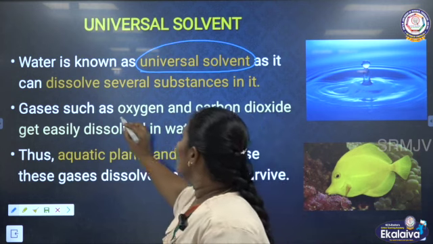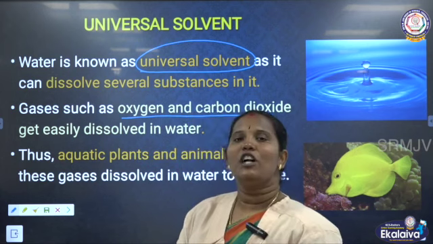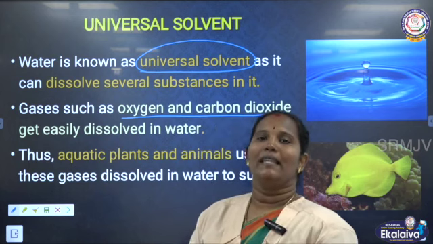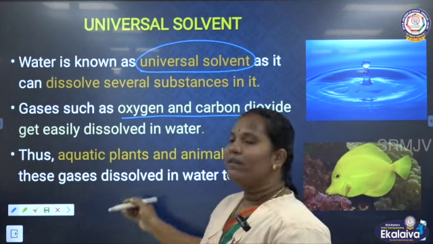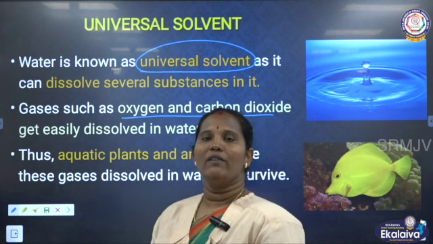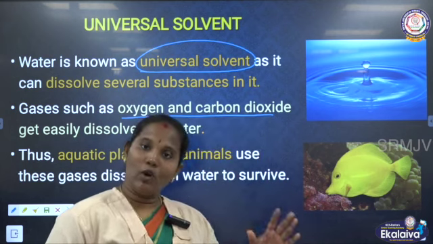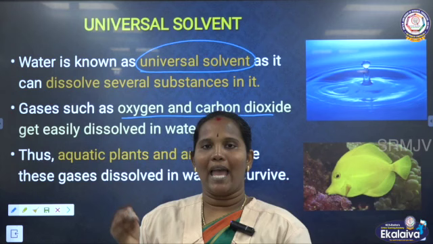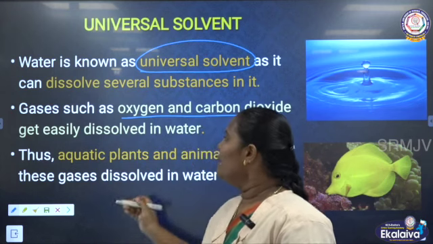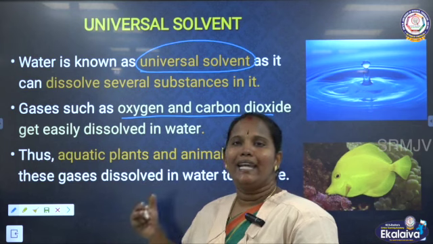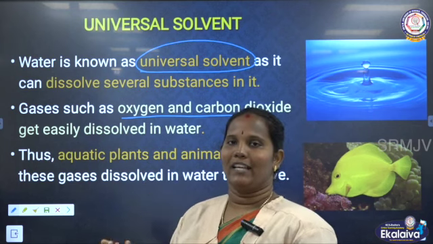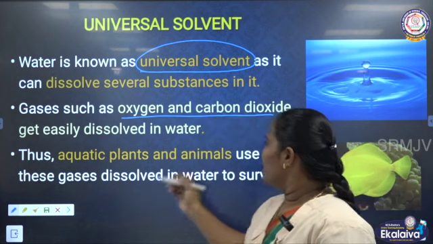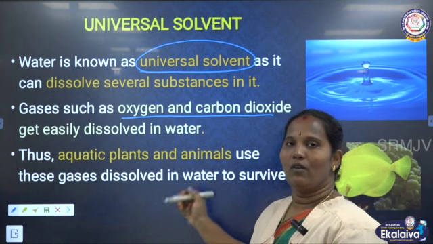Then gases, I told you, the oxygen and carbon dioxide, these also dissolve in water. Okay, that's why aquatic animals can survive in the water. Why? Because the water contains oxygen. We know very well all the living things are breathing, even the aquatic animals also breathe. How do they get oxygen for their breathing? The oxygen and carbon dioxide are dissolved in the water, so they can easily get this air, oxygen and carbon dioxide. Not only the aquatic animals, the aquatic plants also get the oxygen and carbon dioxide from the water. Okay.